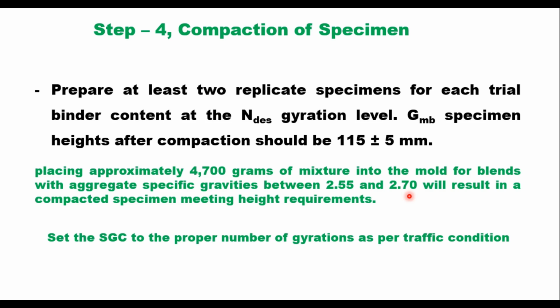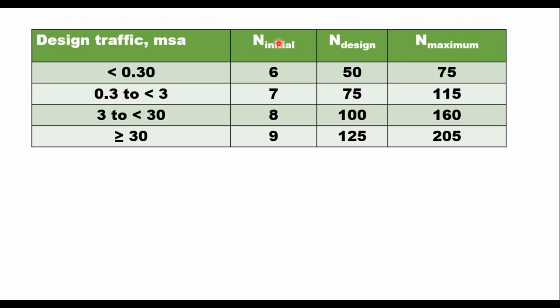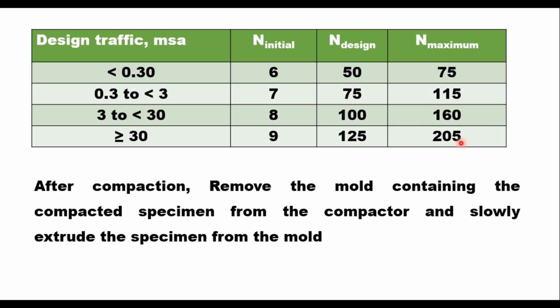Set the gyratory compactor to the proper number of gyrations as per traffic conditions, and I told you earlier also that the number of initial gyrations, design gyrations and maximum gyrations depend upon the design traffic. If it is less than 0.3 MESAL, these values are 6, 50 and 75. If it is more than 30 MESAL, these are 9, 125 and 205. After compaction, remove the mold containing the compacted specimen from the compactor and slowly extrude the sample from the mold.